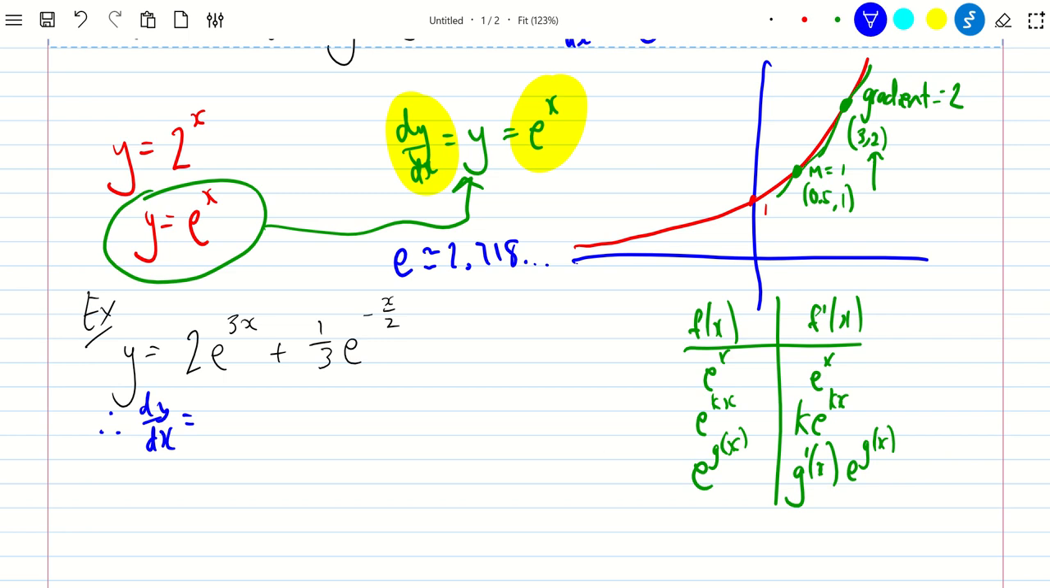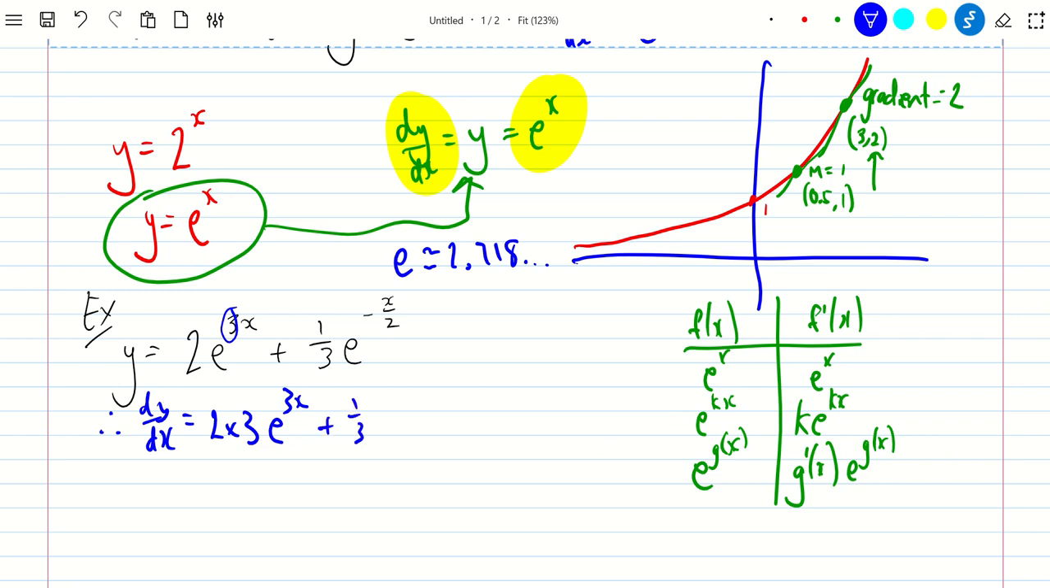So the first one, there's a constant sitting up in the power, and so that constant just comes down the front. And so that just becomes 2 times 3, that 3 comes down the front, e to the 3x. That just stays the same as per this rule over here. And so we've got that bit sort of done.